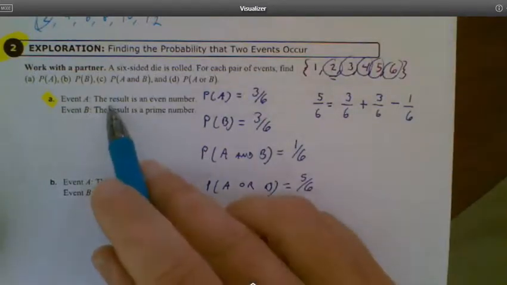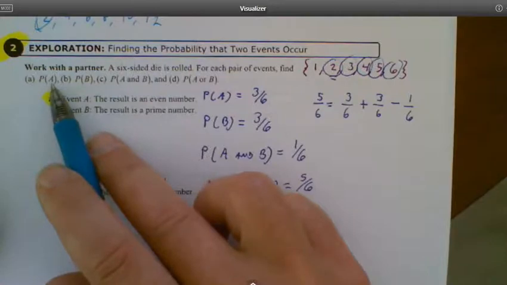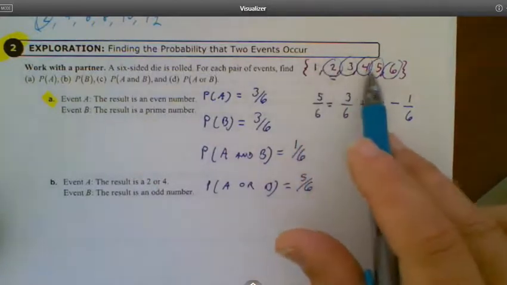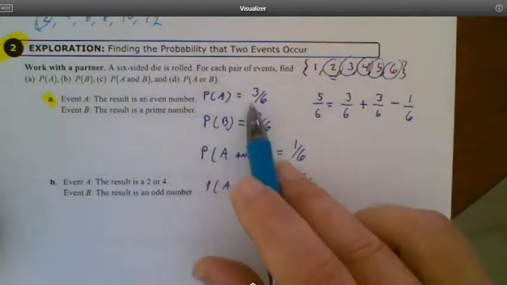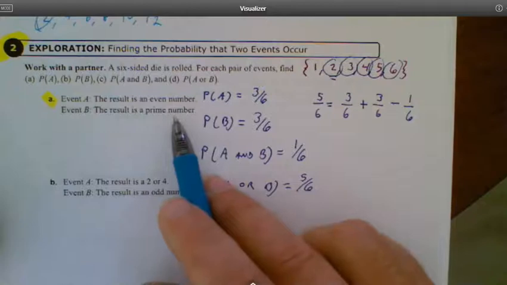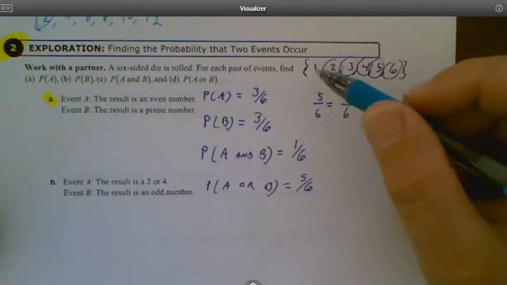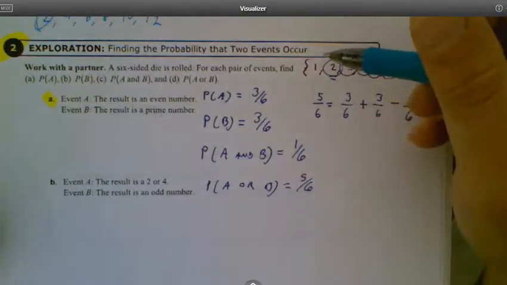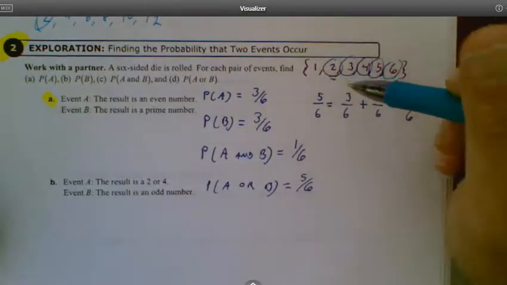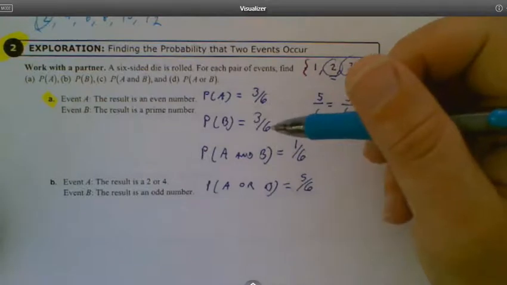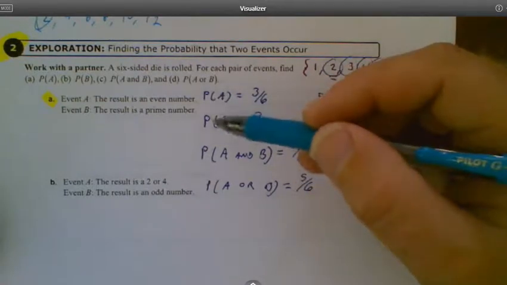So event A, the probability of event A: what's the probability of getting an even number? Well, if you look at 1, 2, 3, 4, 5, or 6, we know that 3 out of those 6 are even numbers. If you look at event B, what's the probability of getting a prime number? Your prime numbers, sorry to tell you, don't count 1 as a prime number. I know it seems like it should be, but it's not. So 2 would be a prime number, 3 would be a prime number, and 5 would be a prime number. So 3 out of the 6 are prime numbers. So this is for event A and event B.